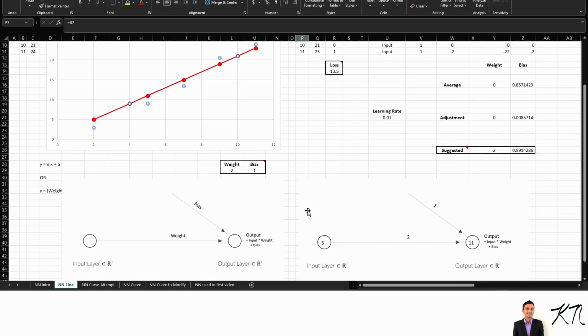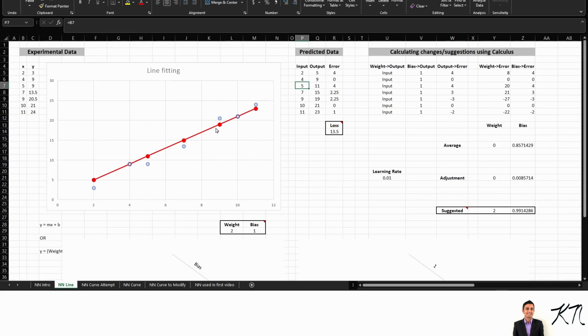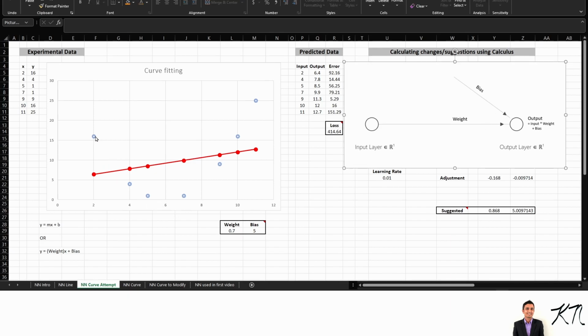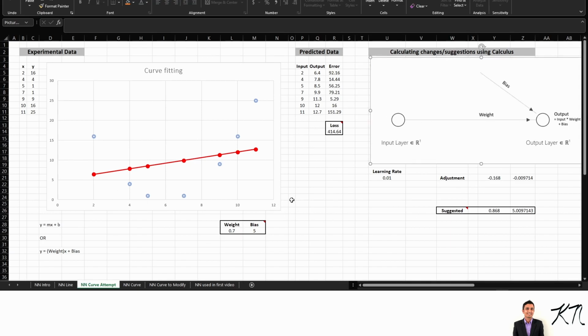So how do you make this more complicated? Well, you don't want to make it more complicated unless the data requires that, right? So let's take a look at slightly different data, right? So we've got this neural network right here. And what we're going to try to do is fit this simple neural network, or this simple weight, bias, loss, suggested feedback loop, to this data.